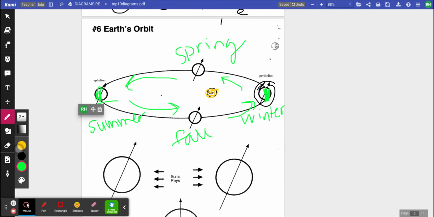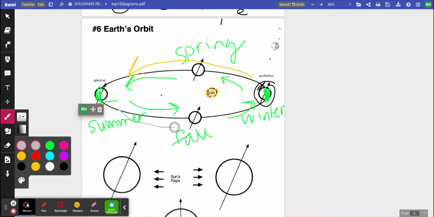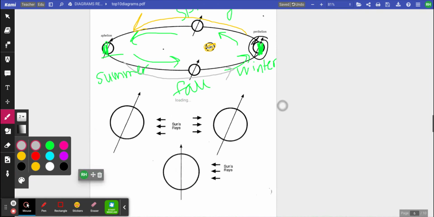So as we go around from winter through spring to summer, the days get longer. And then from summer to fall to winter, the days get shorter. Let's take a look down here again. So this is this one, this is this one, and then these down here are both spring and fall.